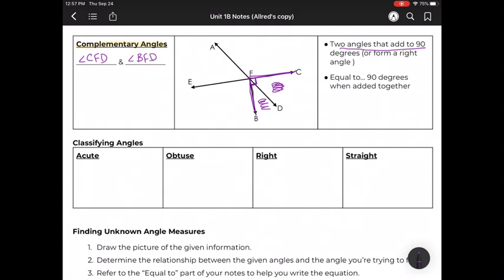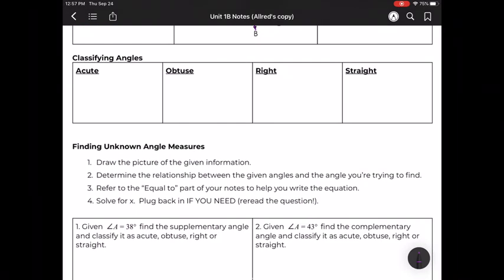And so there's some key angle pairs we need to know about in this unit. And so as we move along, we can also talk about classifying angles, and you've probably done these before. To classify angles, we're referring to their measures, okay? Classifying angles depends on the measures of those angles.